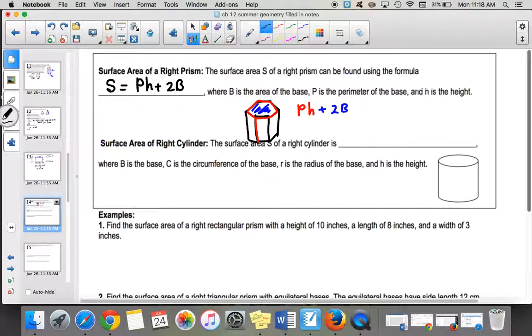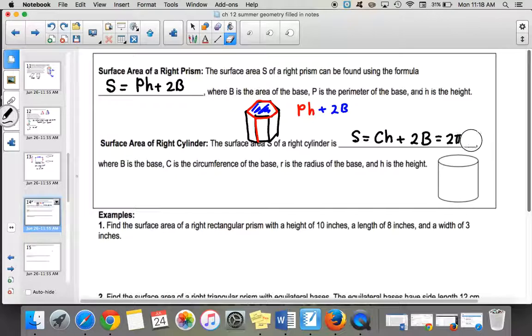And same thing for the circular cylinder, so it's the same thing, only instead of perimeter, we write it as circumference times height plus 2 times area of the base. So that works out to be 2 pi r h plus 2 pi r squared.